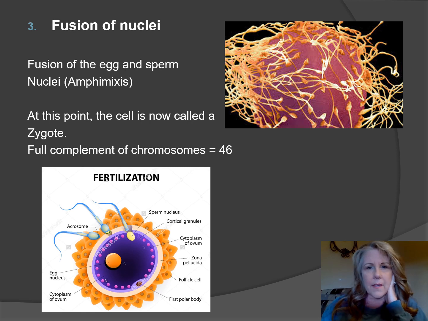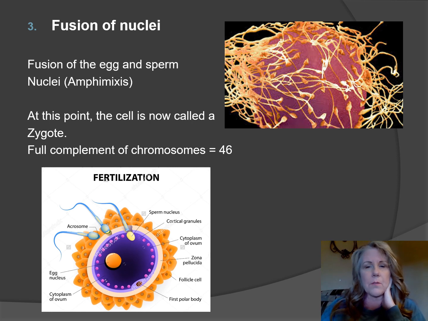Third step in fertilization is the fusion of the nuclei, so the fusion of the egg and the sperm nuclei. We have a technical term for that, and we call it amphimixis. At this point, the cell is now called a zygote. It will have the full complement of chromosomes, which for humans is 46.